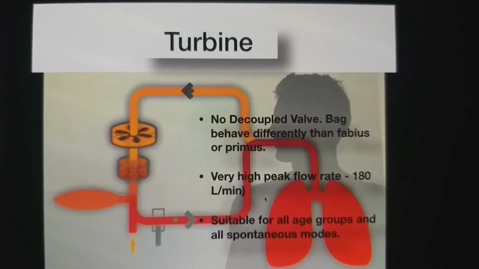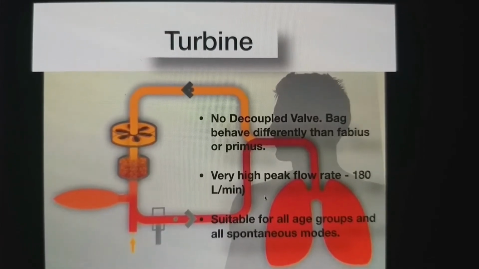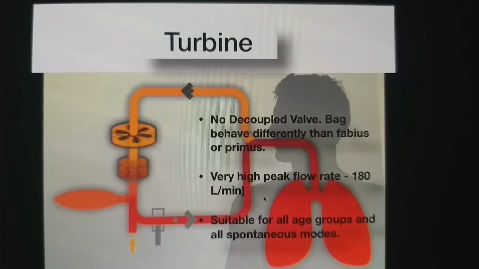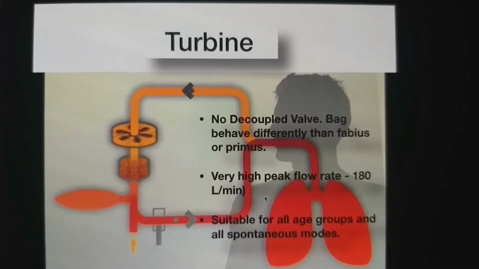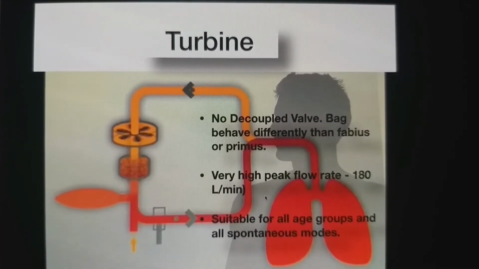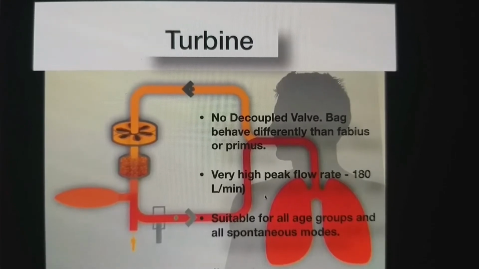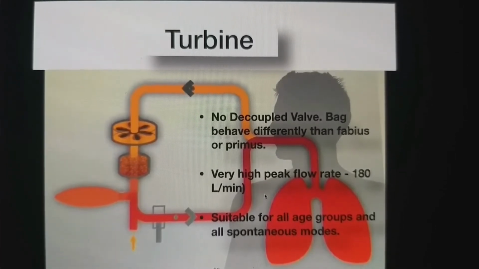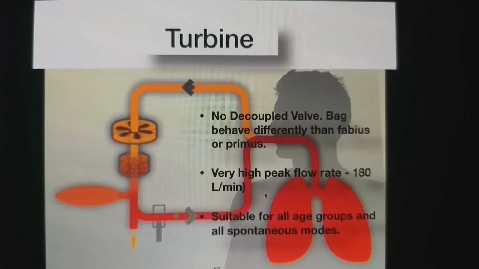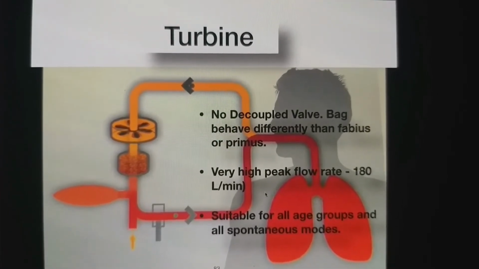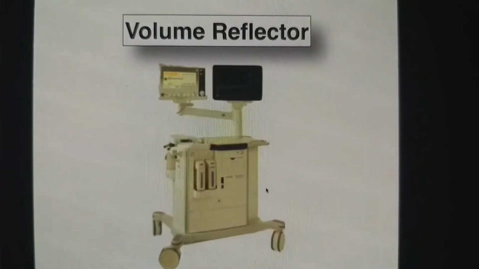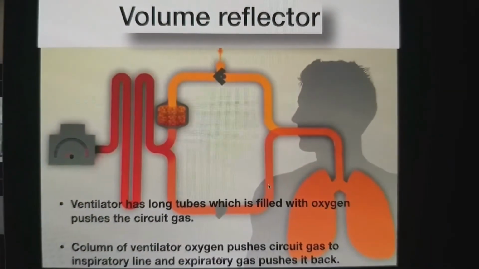The bag behavior will be different if you are using JUICE or PULSEUS, which has a turbine ventilator, and you have a similar fashion as we are seeing in spontaneous ventilation. So bag will inflate and deflate with the respiration, but it is opposite to what is happening with Fabius or Primus. There is one more technology, volume reflector, which is used in a Maquet machine.